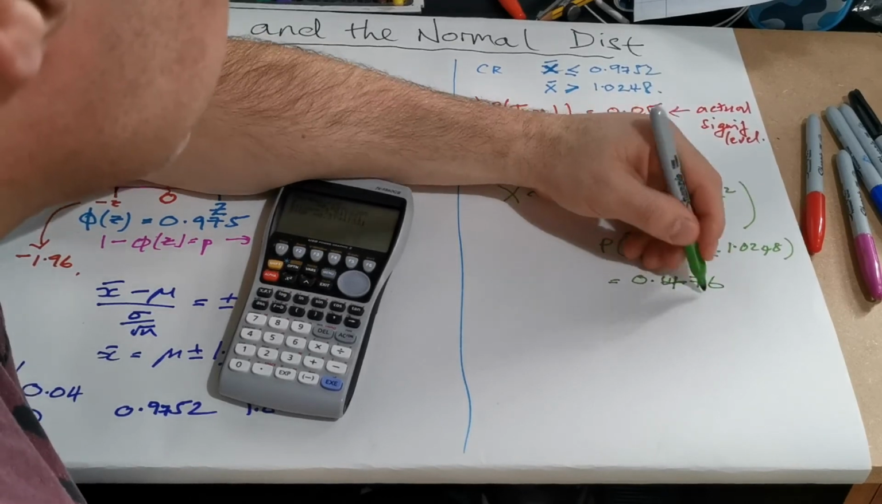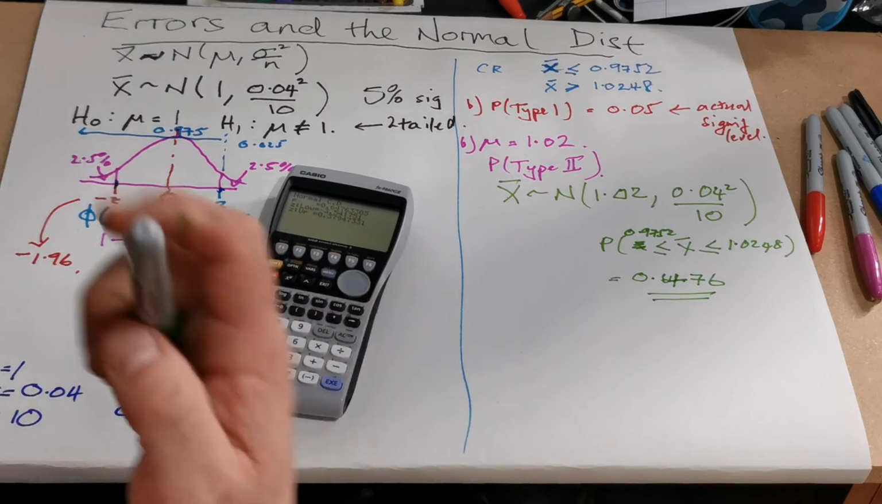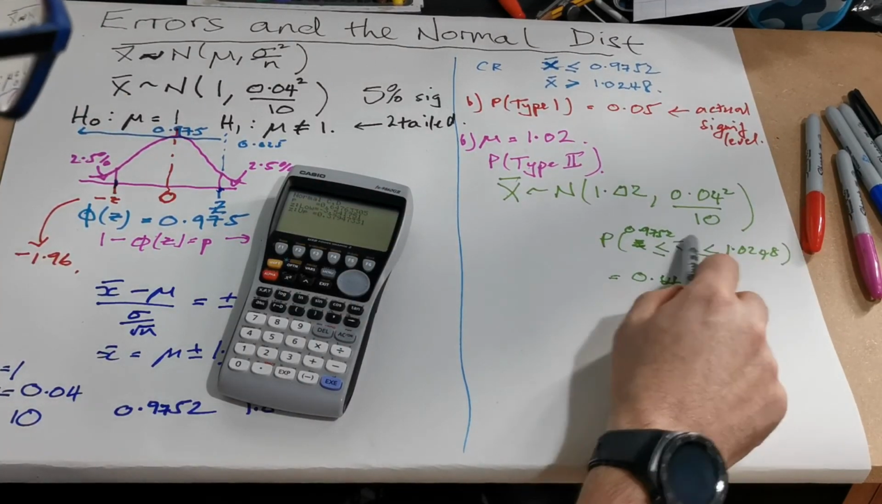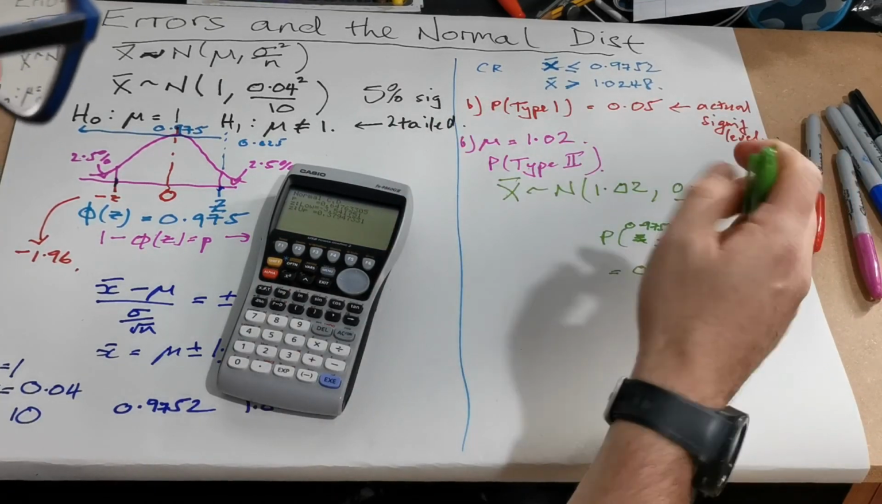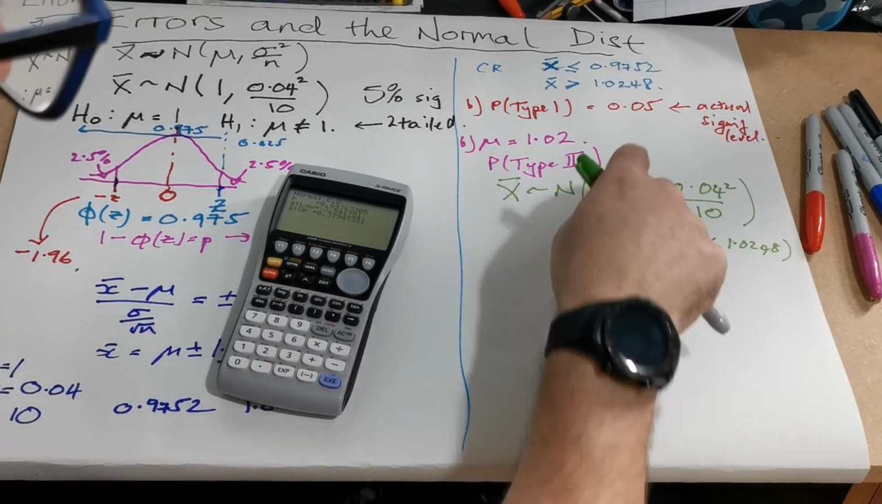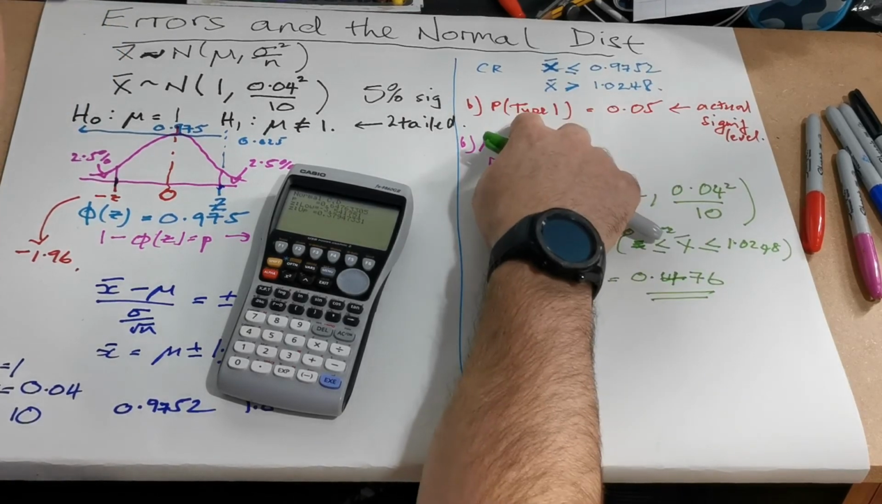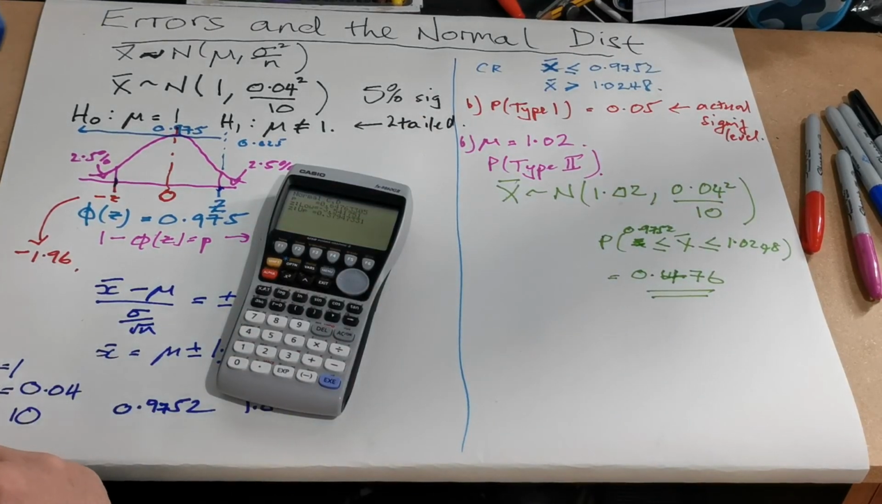So remember, that's the probability that we get something within, so not in the critical region, but is still errant. And this is the probability that it's in the critical region but it's actually okay. So hopefully that is clear.